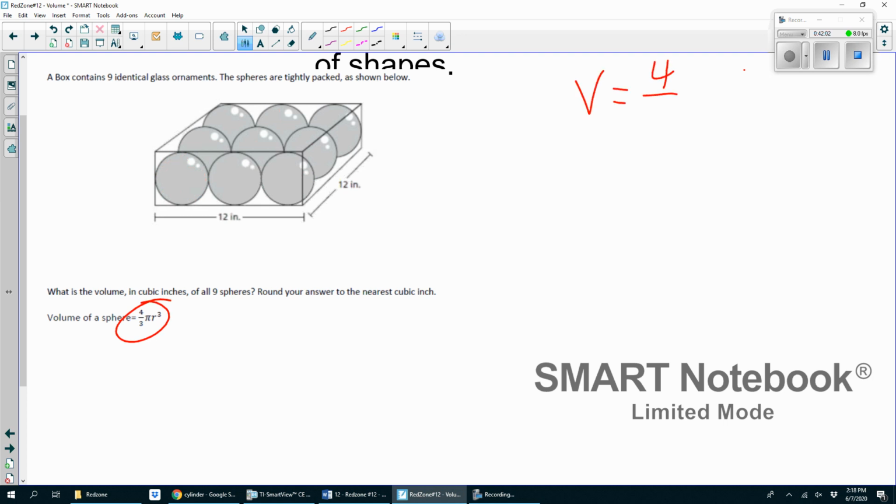Volume equals 4/3 pi times the radius cubed. Now the problem is I don't have the radius, but they give me the length of the box. The length of the box is 12 inches.